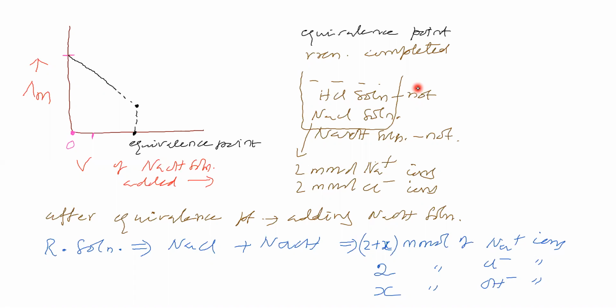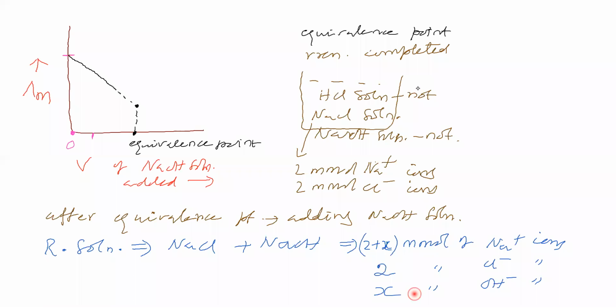We can say water molecules are carrying current, H+ ions are carrying current, OH- ions are carrying current. In that way, here Cl- ions are carrying current, OH- ions are carrying current, Na+ ions are carrying current. Even water molecules also carry current. So all the ions are carrying current.